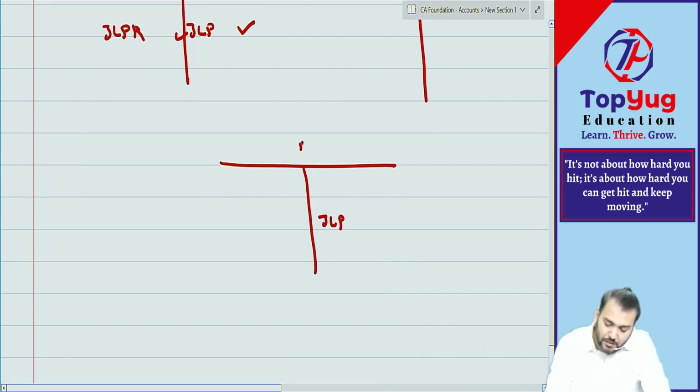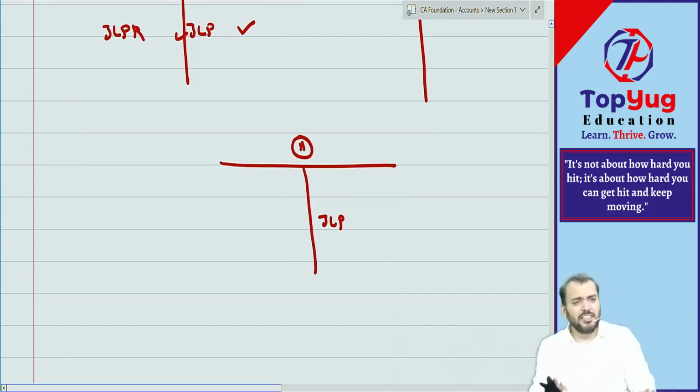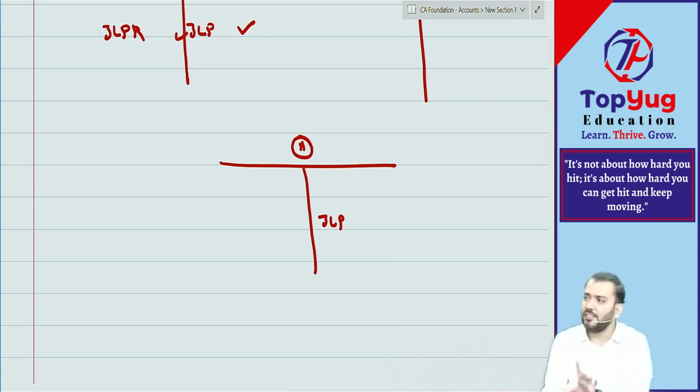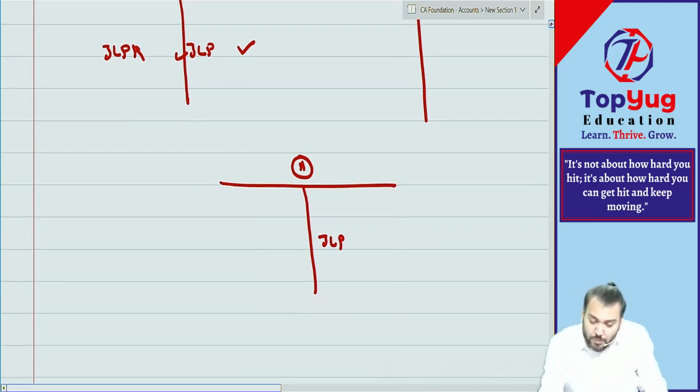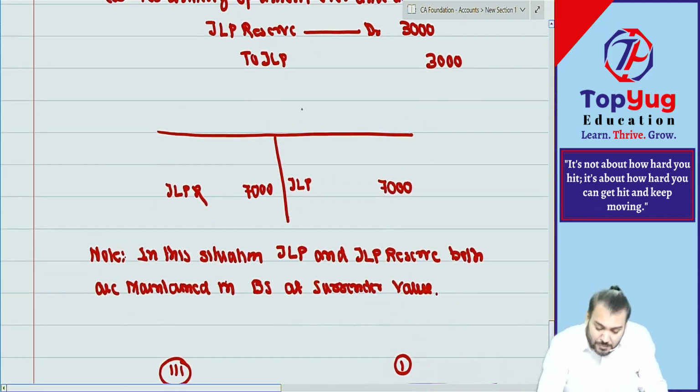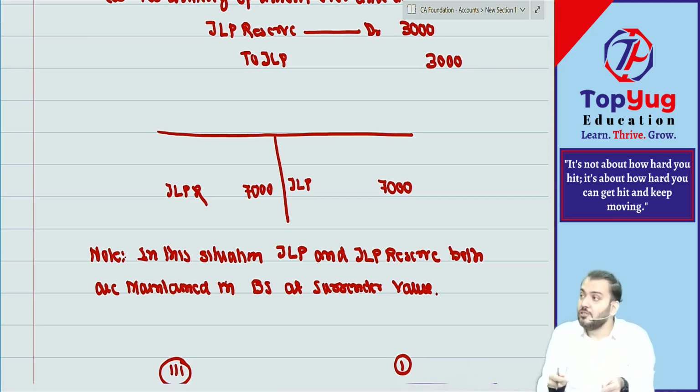JLP. Situation number 2. This means we can easily identify from the information given in the question whether it is situation 1, 2 or 3. Are you able to understand? Have you understood? Correct. Now, actually this accounting treatment is not important. In the exam they will not ask this accounting treatment, because in our syllabus we have reconstitution of firm. So from the examination point of view, what is important?